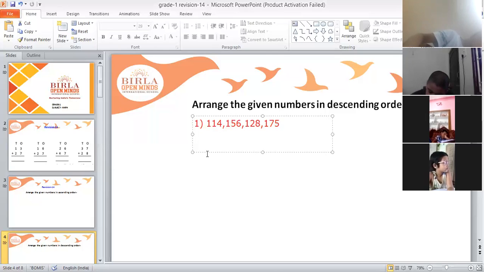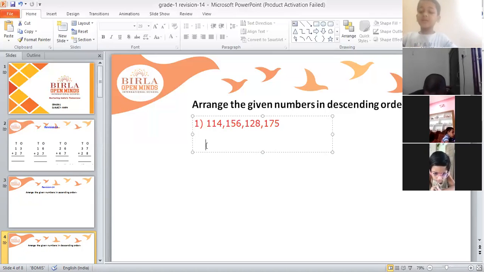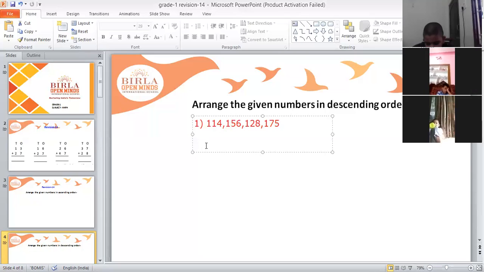Yes, Sai Ritvik, you tell me the answer for the first one. Descending order is from big to small. Sai Ritvik, tell, which is the biggest number? 114, 156, 128, 175. 175. Okay. Then after that, 156.